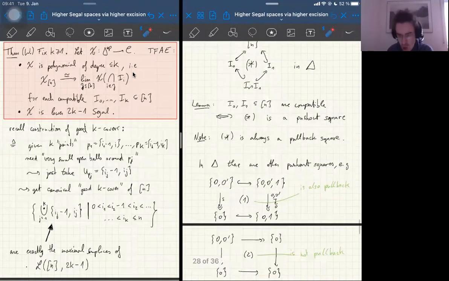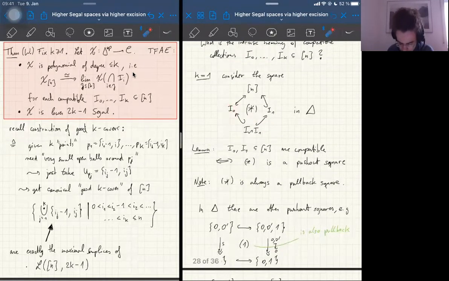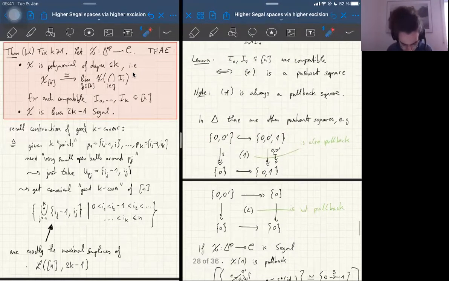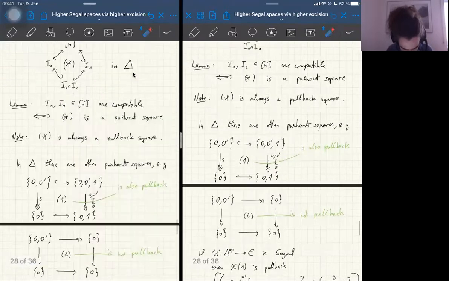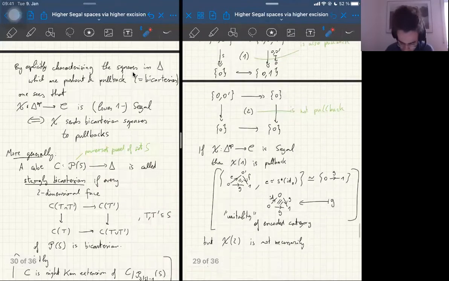However, there are also other push-out squares which don't just come from subsets and their intersection. So for instance, this square here is a push-out square. So these two squares are both push-out squares, but only one of them is a pullback square. Maybe it's not so important now why, so I won't focus on why exactly this particular square.